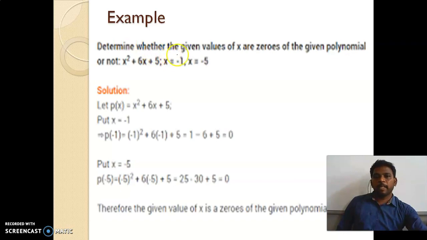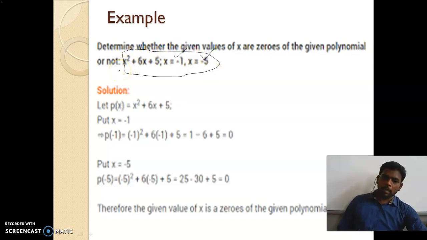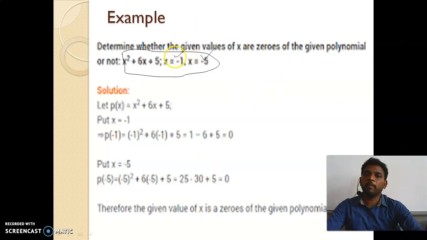Look at the next example. Determine whether the given values of x are zeros of the given polynomial or not. One polynomial is given here, and we are going to check whether minus 1 and minus 5 are the zeros of the polynomial or not. As in the last example, where we checked 2 and minus 2 by substituting them instead of x, in a similar way here we replace x by minus 1 first and then minus 5 next, and check whether it is 0 or not.